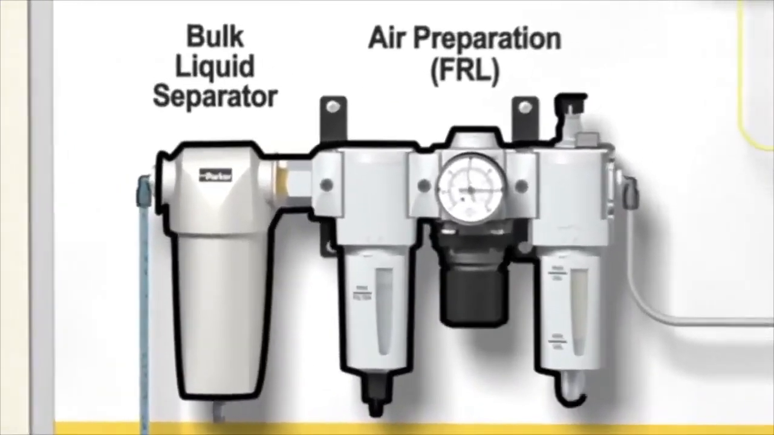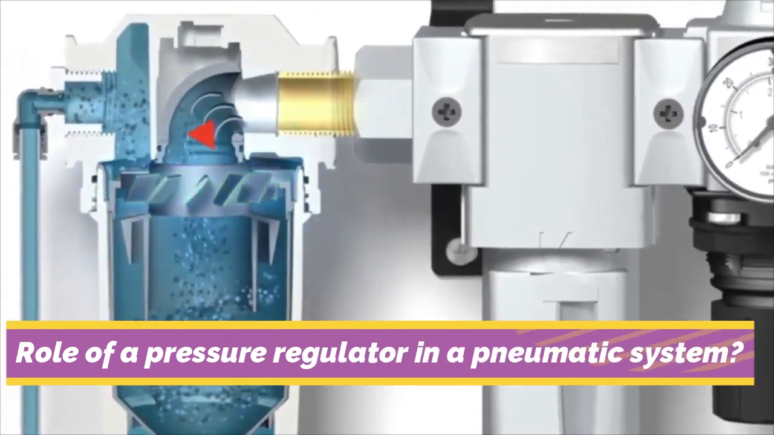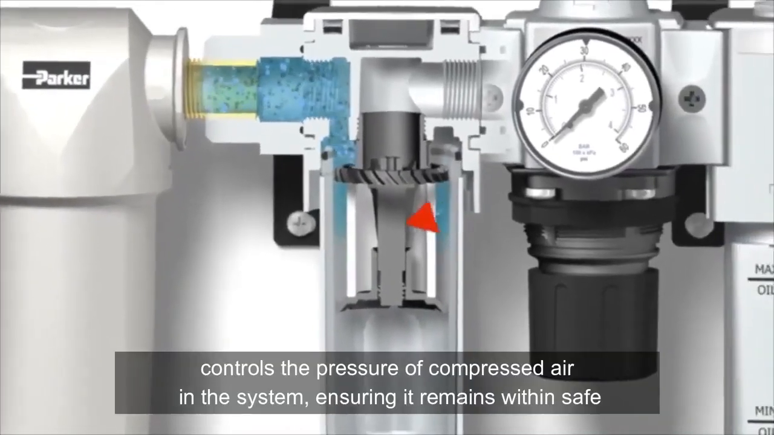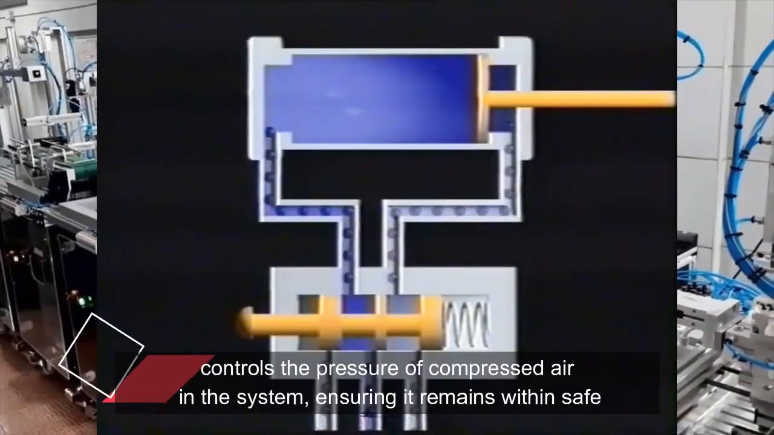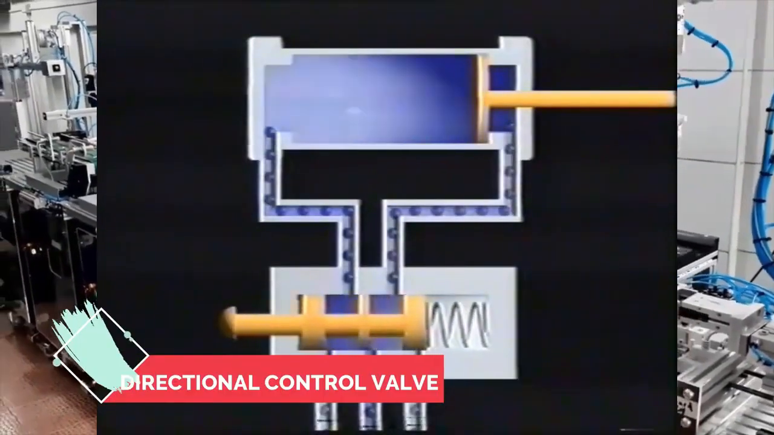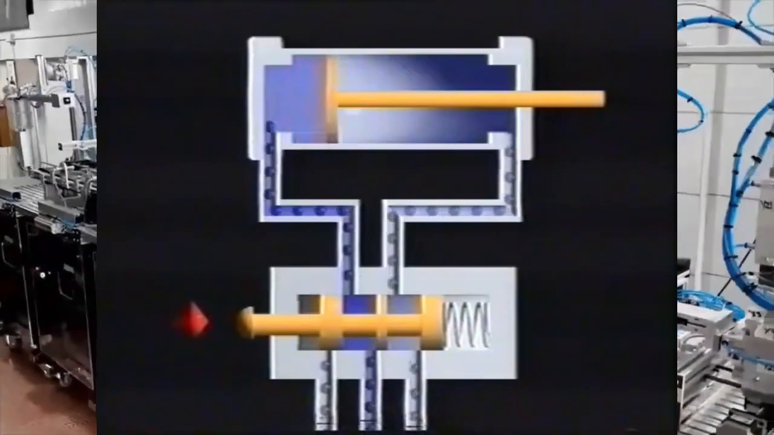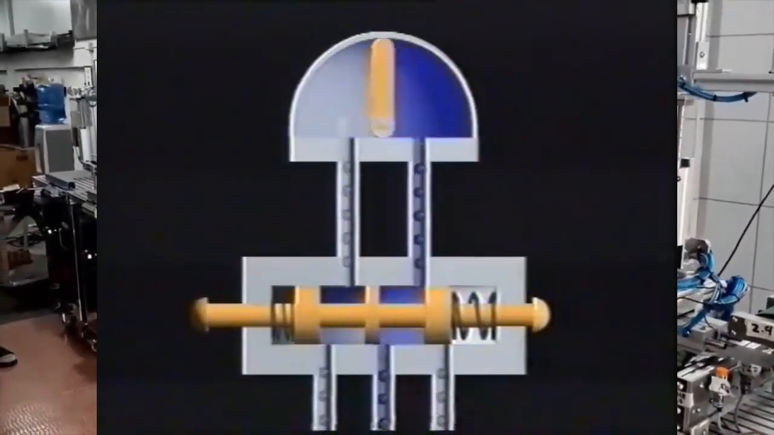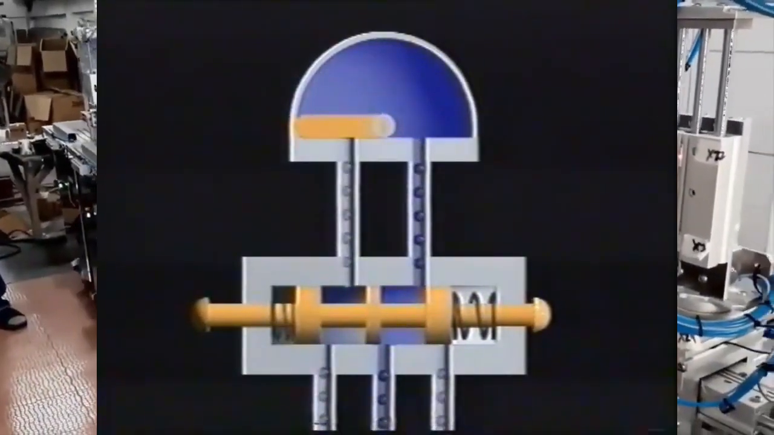What is the role of a pressure regulator in a pneumatic system? Pressure regulators control the pressure of compressed air in the system, ensuring it remains within safe and optimal operating levels for different components. What are the different types of pneumatic valves? For example, directional control valves: 3/2-way valve, 5/2-way valve, and 5/3-way valves. Flow control valves regulate the speed of actuators. Pressure relief valves prevent overpressure conditions. Check valves allow airflow in one direction.